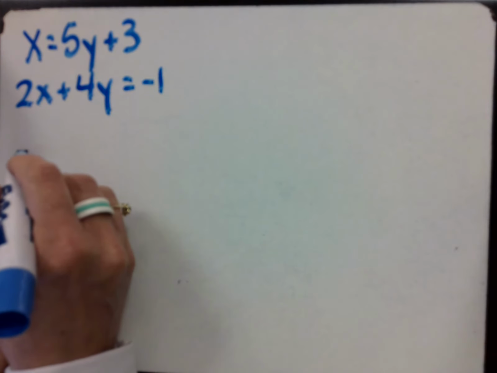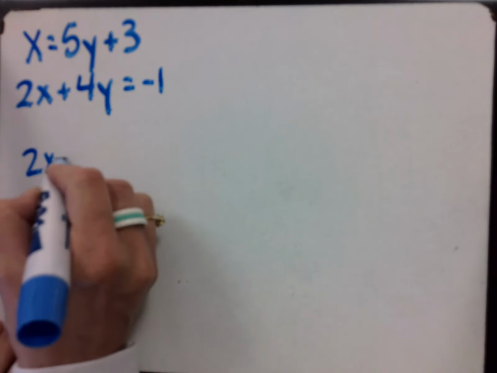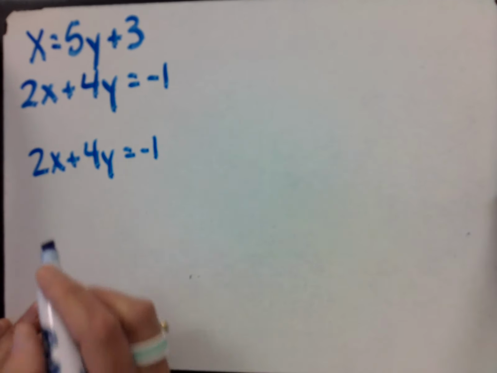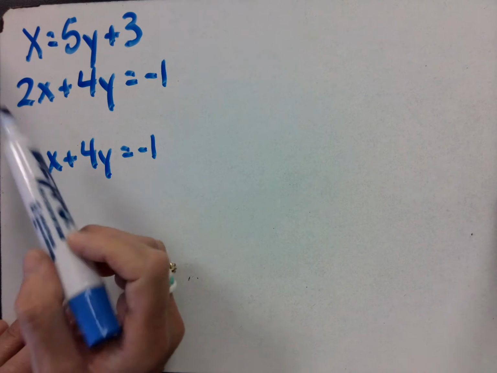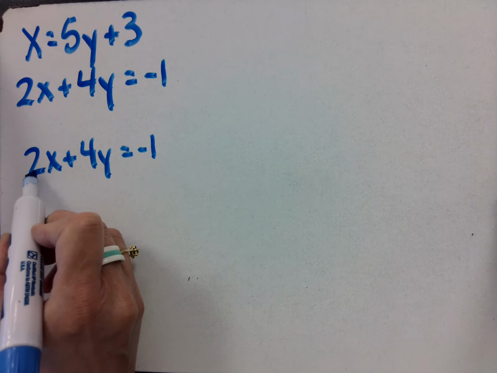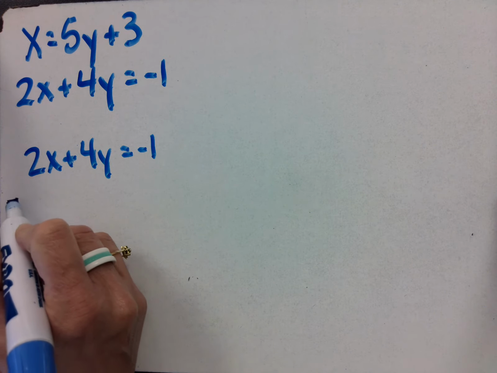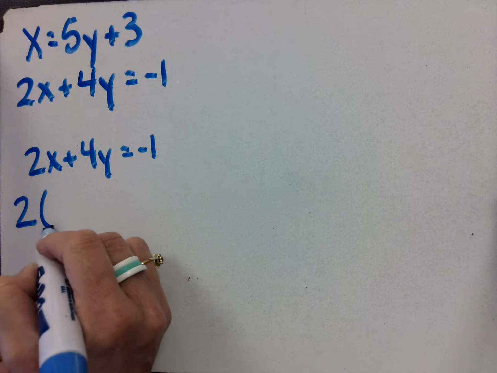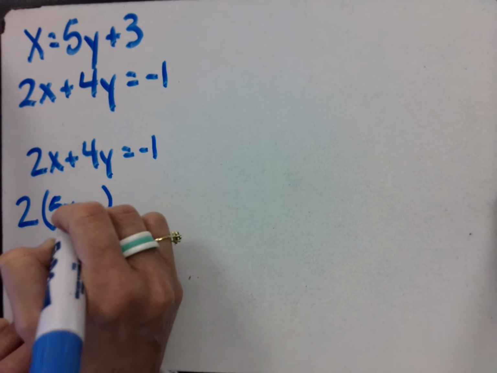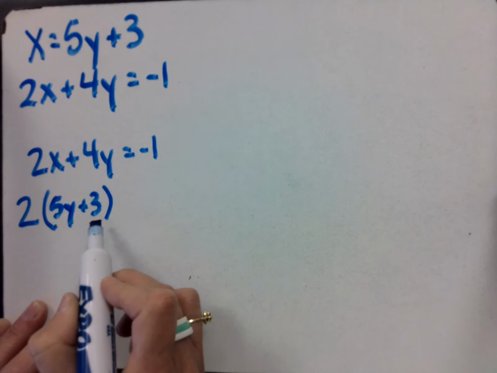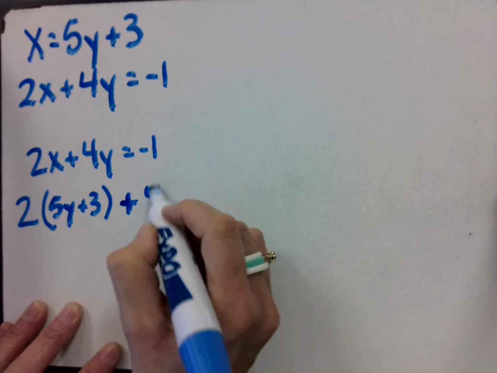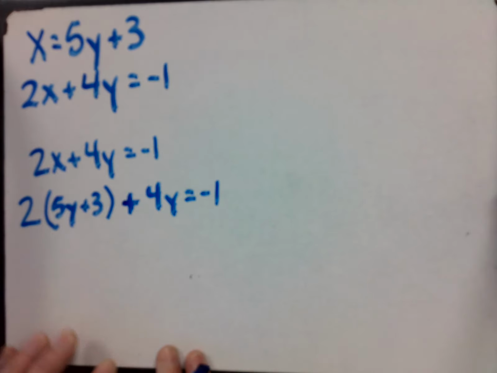So I'm going to start with this equation: 2 times x plus 4y equals -1. Where this x is, I'm going to replace it with 5y plus 3 because they mean the same thing. Now this says 2 times whatever x is. Well, I know x is 5y plus 3. Now I put it in parentheses since it's an expression. Now I still have plus 4y. I still have the equals -1.